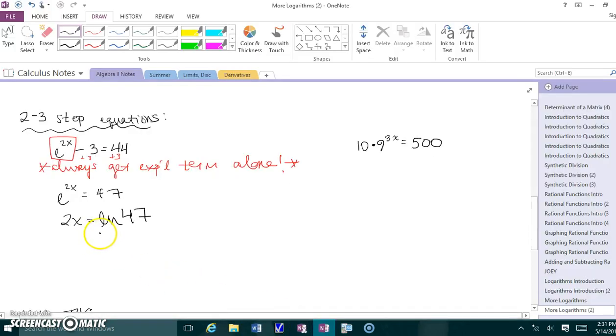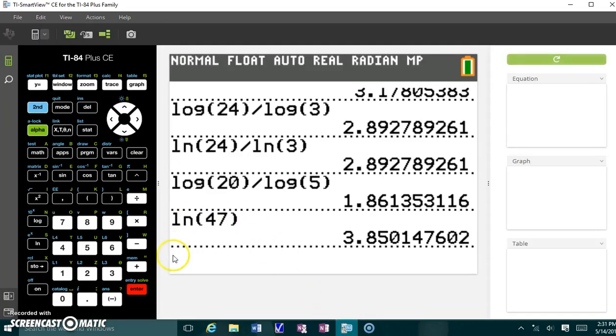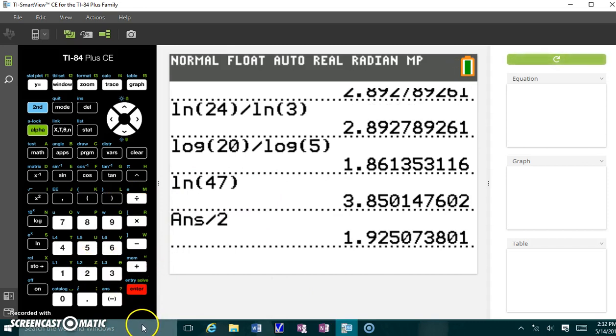3.85-ish. But you know what? I want a perfect answer. I don't want a rounded answer. So let's just keep it like that for now, because I don't want to round 2 times. I'll only round once at the end. So to get x alone, I'm going to be dividing by 2. So check this out. I'm just going to say divided by 2.